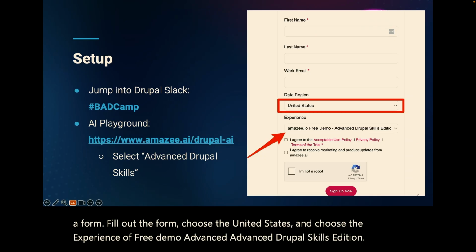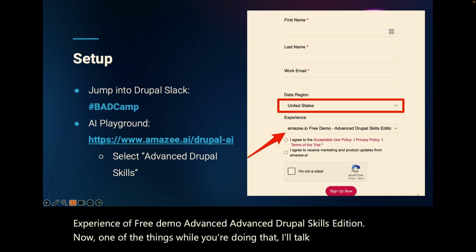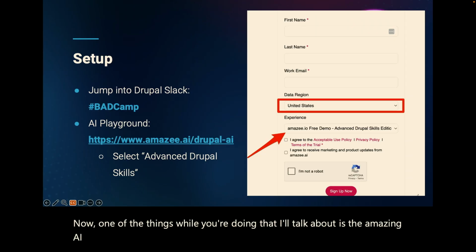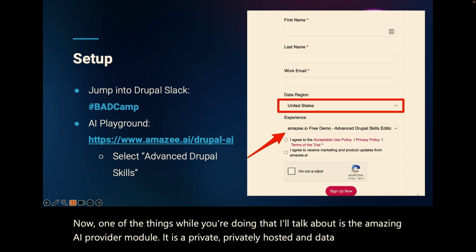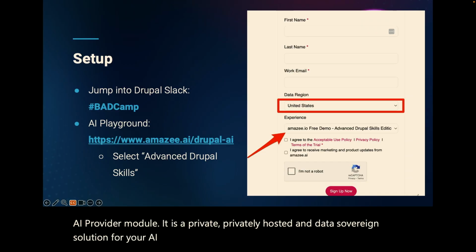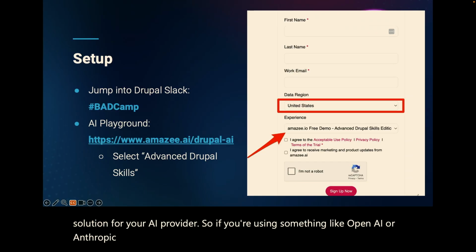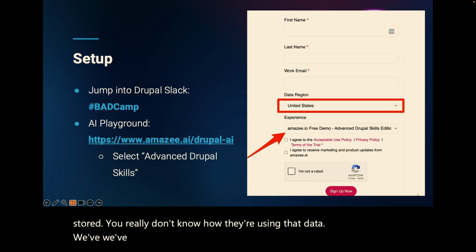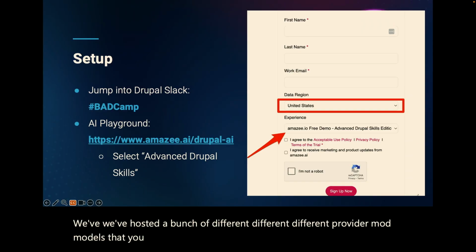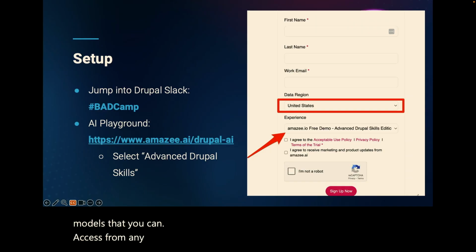While you're doing that, I'll talk about the amazee.ai provider module. It is a privately hosted and data sovereign solution for your AI provider. If you're using something like OpenAI or Anthropic and so forth, you really don't know where the data is being stored. You really don't know how they're using that data. We've hosted a bunch of different provider models that you can access from any region that you might want to.